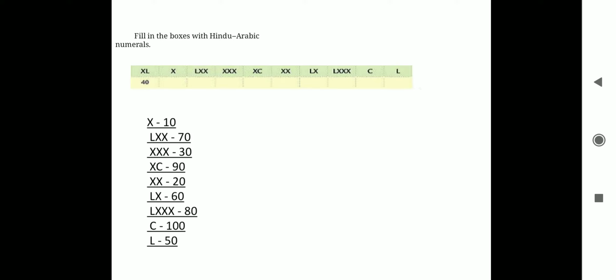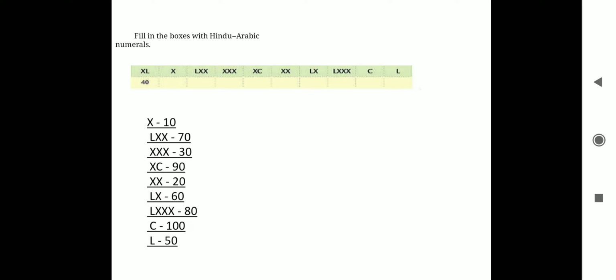Here we have 40, which is already done for you. Then X represents 10. Then LXX represents 70. XXX is 30. XC, now this is subtraction. From 100, take out 10. So it gives you 90. Next is XX, that is 20.